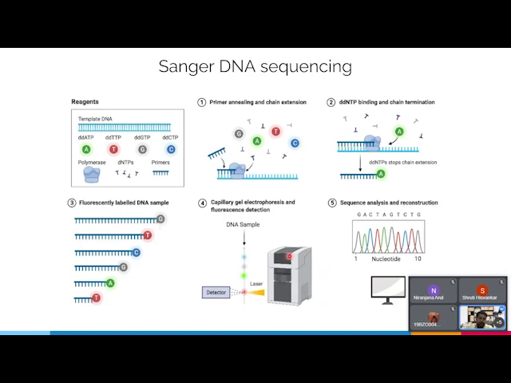And this entire thing is calculated and computed by a CCD camera, and then we have an output which is known as an electropherogram, which is essentially a graph type description of the entire sequencing reaction, and we will have the separate peaks that will give us what exactly the sequence was. So this entire thing is known as Sanger DNA sequencing.